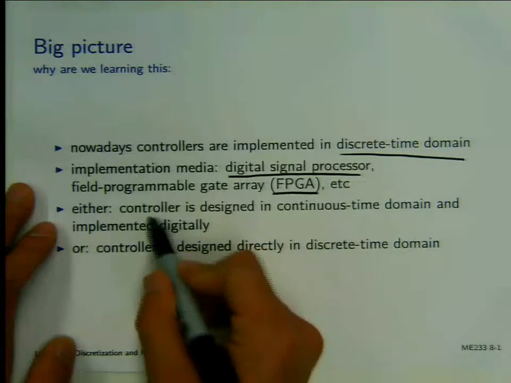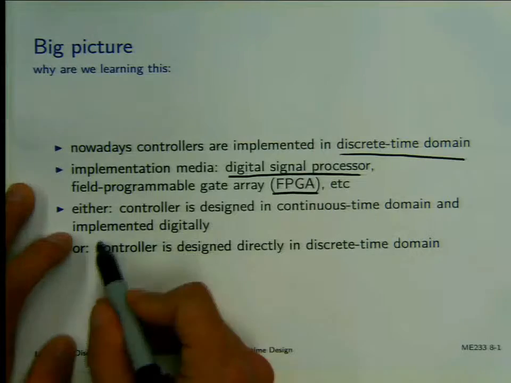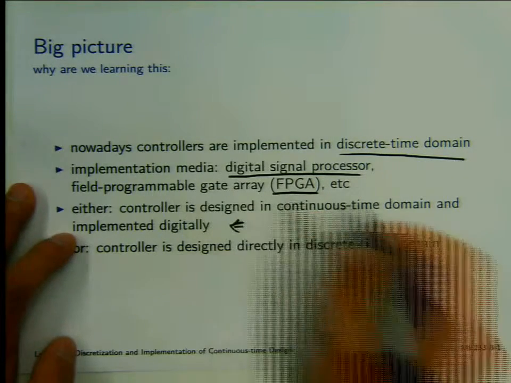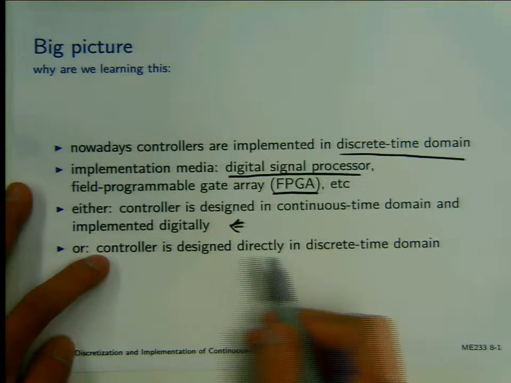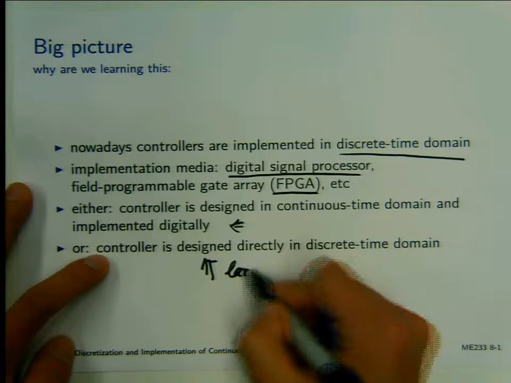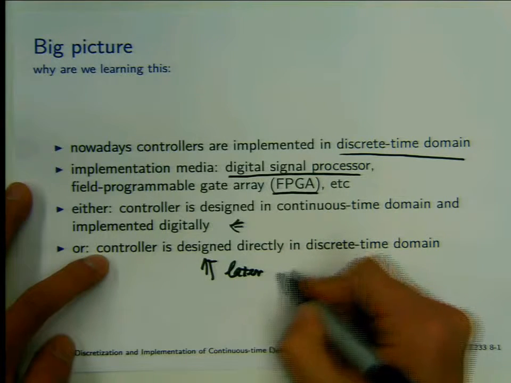So either you design the controller in continuous time domain and implement it digitally. This is a topic for today. Or the controller is designed directly in discrete time domain. We will talk about this later in this course, later this semester.